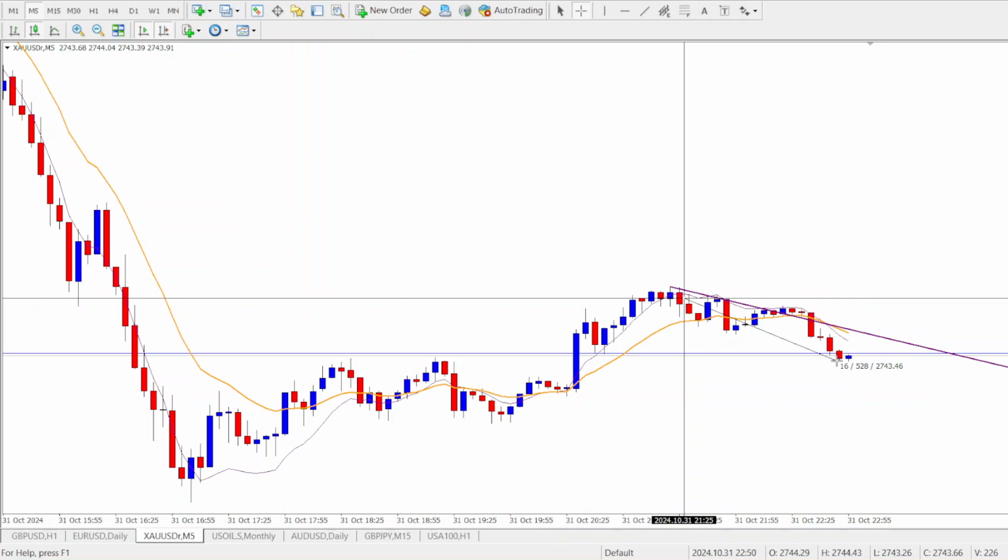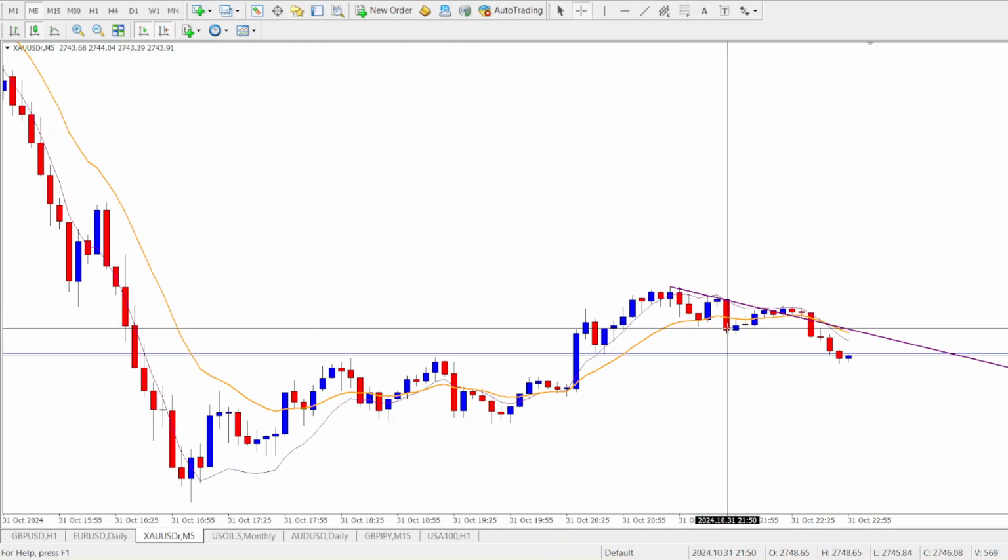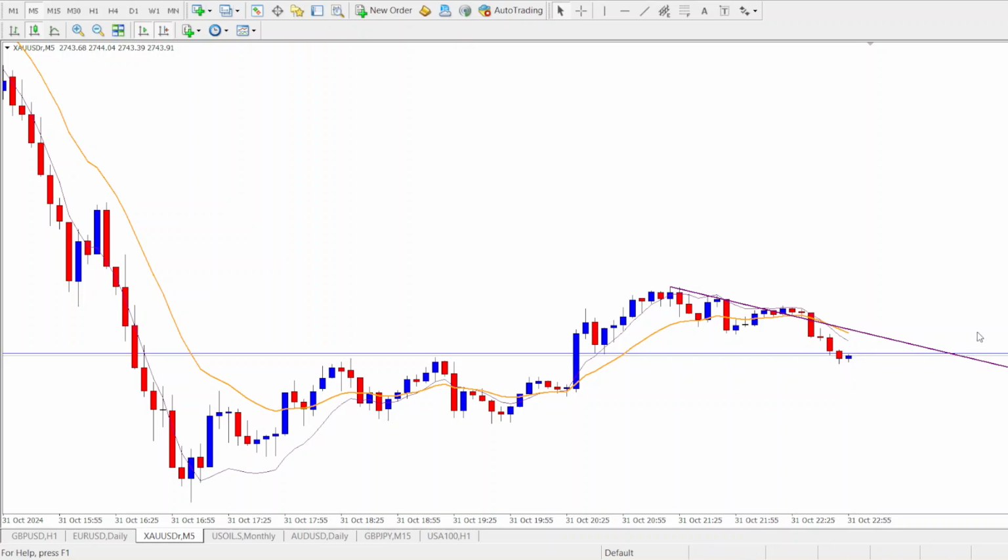If we had entered a sell from the DEMA signal, our trade would have currently been about 52 pips in profit. But if we had entered after the signal from the regular EMA, it would have been about 27 pips in profit. So you can see the difference.